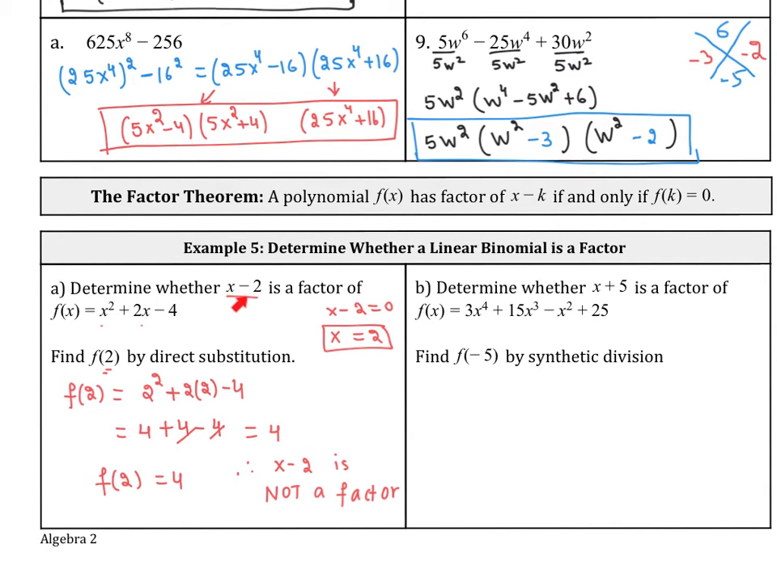Remember, to have x minus 2 as a factor, we need the value to be 0 when you plug in 2. It should be equal to 0.